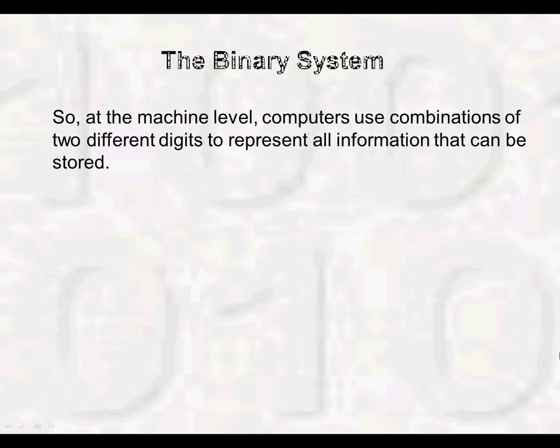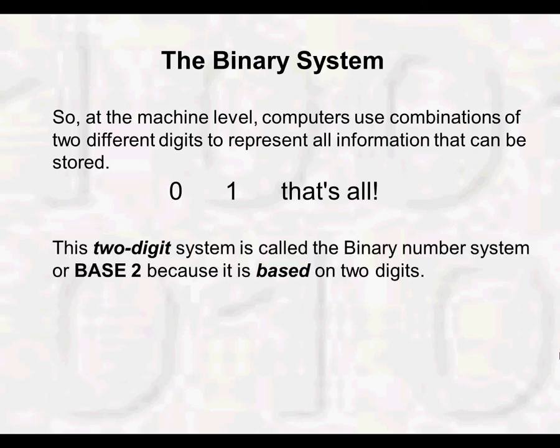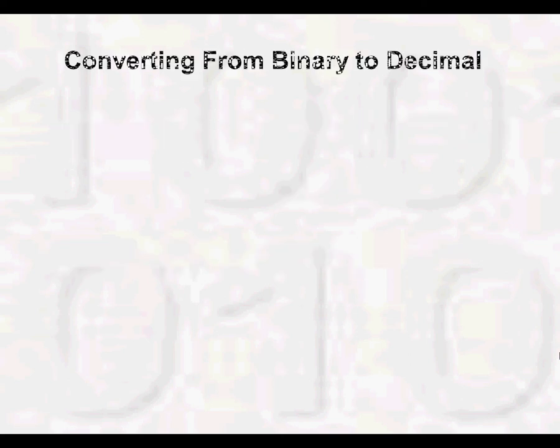So that means that at the machine level, computers use a combination of 2 digits to represent any information that could possibly be stored on it. 0 and 1. That's it. So all the pictures you put on there, videos, video games, everything ultimately is broken down into zeros and ones, which is kind of crazy if you think about it. So this 2-digit system is called the binary number system, or base 2, because it's based on 2 digits, as opposed to our base 10 system based on 10 digits.